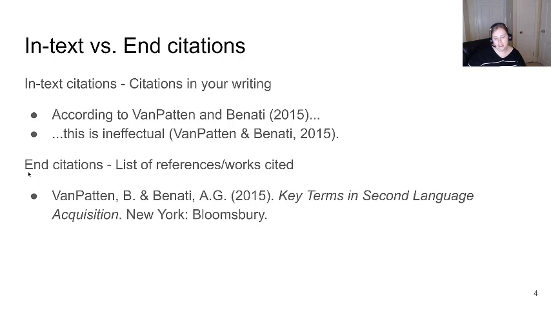Cite you in the text, show up in the end citations. There should be one, well, not literally one for one, because you could cite the same thing multiple times in text. I could cite Van Patten and Bonatti on page 1, page 3, and page 7, or whatever, and maybe one time in the references. But there is a relationship. If it's in the text, it should be in the end citations, okay?